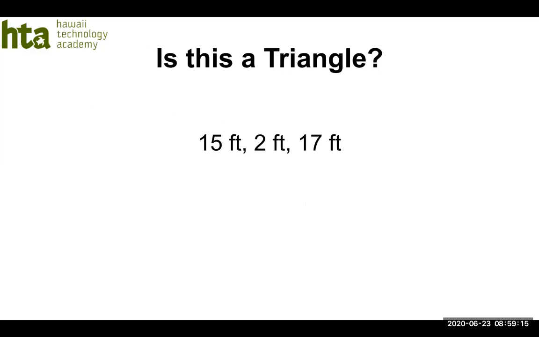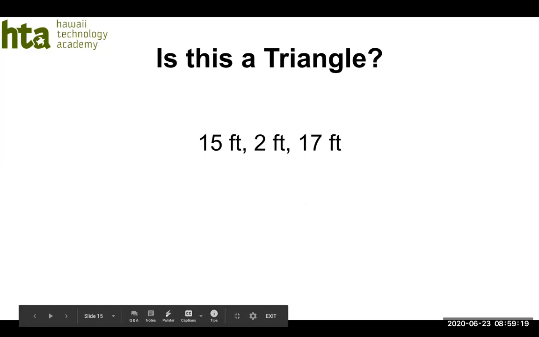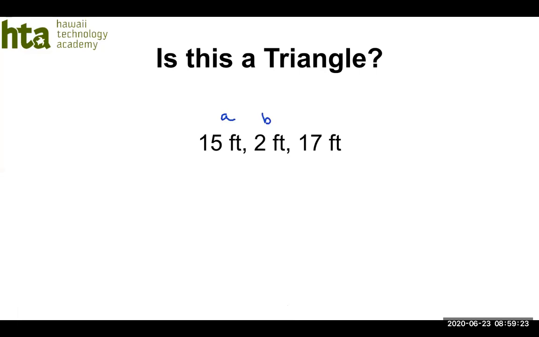So let's just call them A, B, and C, okay? If I took A plus C, it needs to be bigger than B. So let's test that. 15 plus 17 is bigger than 2, so that works. A plus C is greater than B, so the two sides together add up greater than the third side.